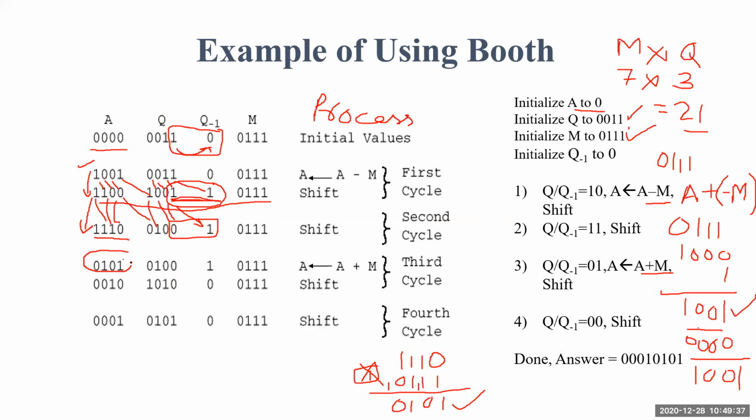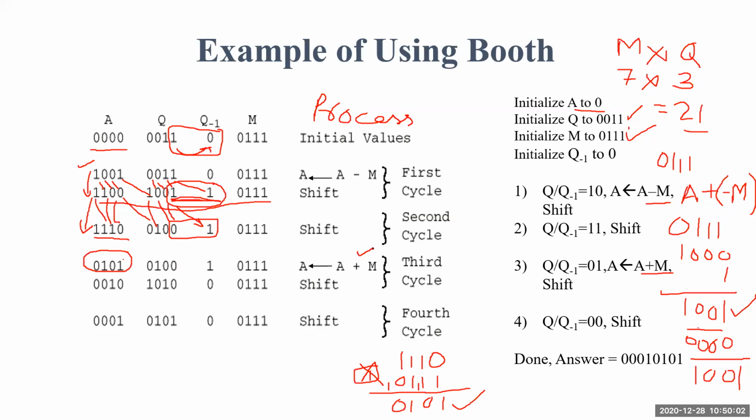The accumulator value is 0 1 0 1. And simply after that, whatever the previous q value is will be the same as in the q register, and the previous q minus 1 will be stored in the same place. Again, the m place will be the same thing. The same value will be there. So now here we have done the A plus M operation.